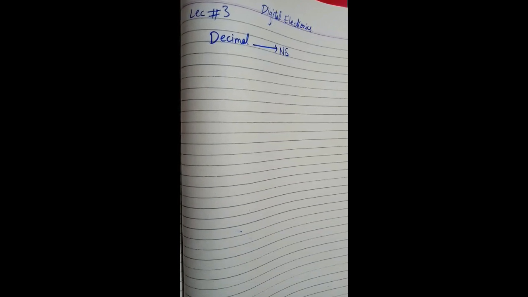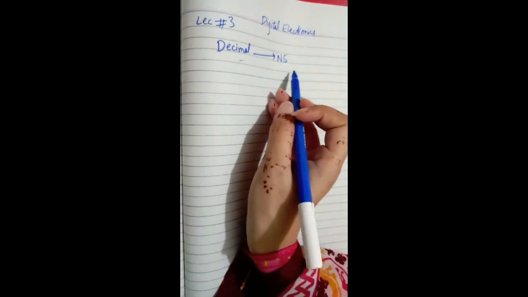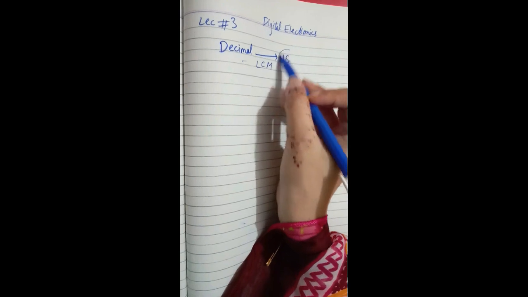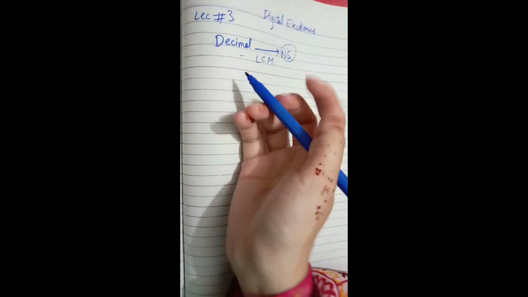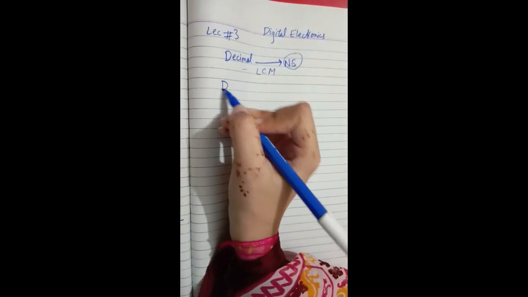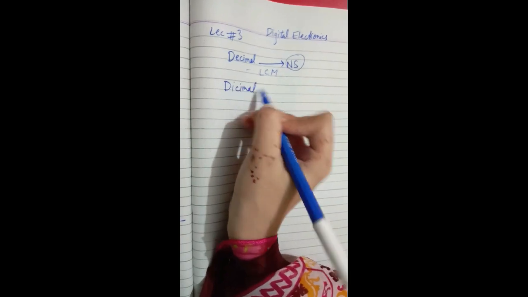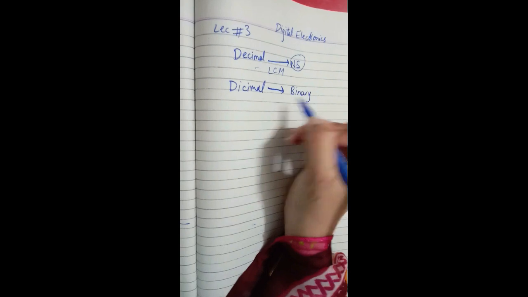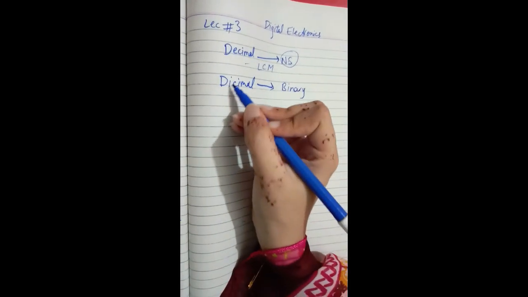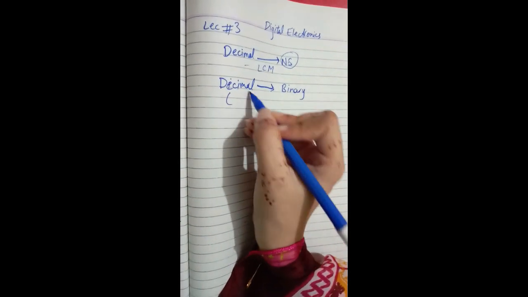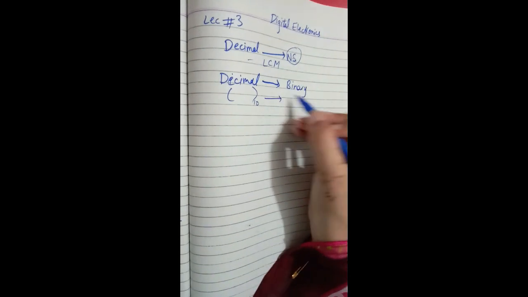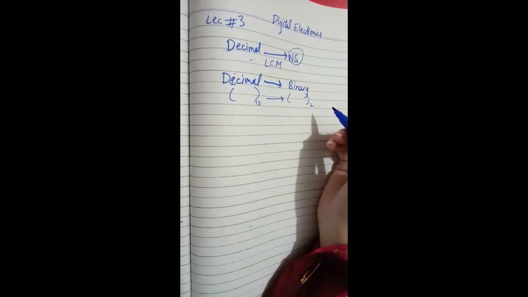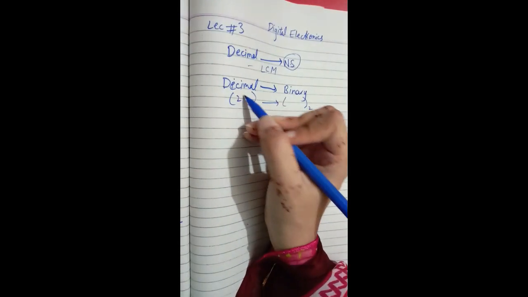So the basic rule we have is whenever we go from decimal to the other number system, we will take the LCM with the base of the number system. Okay, so the first we are doing is decimal to binary. The base of the decimal is 10. When we go to the binary, the base is 2. So the number we have in decimal is 24.